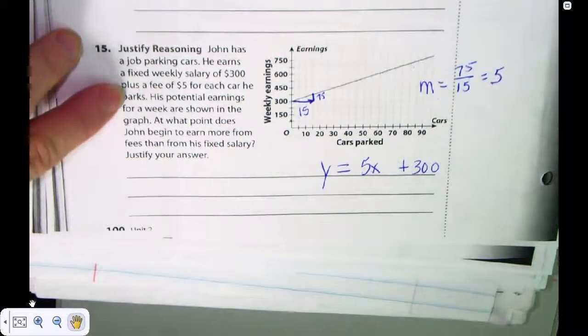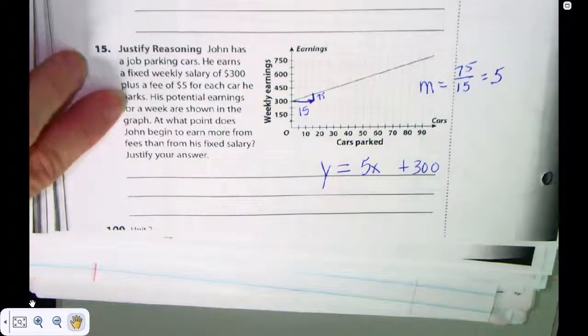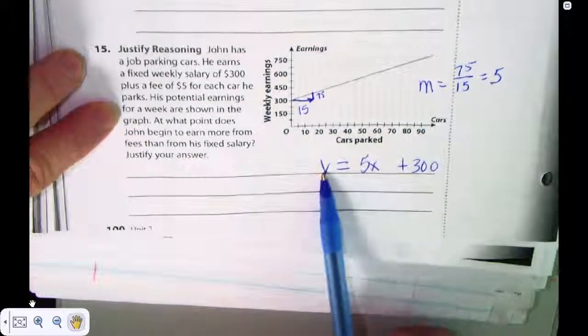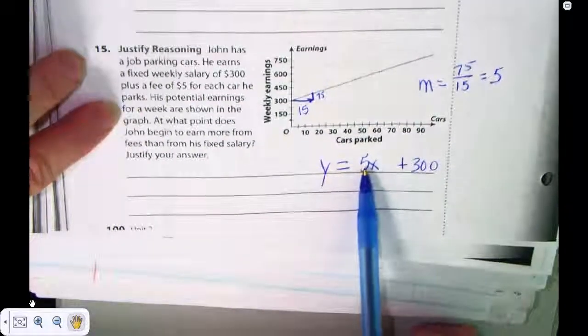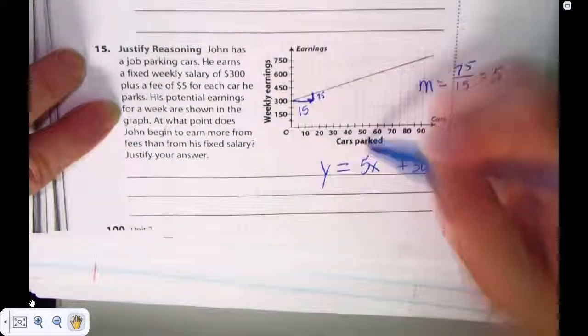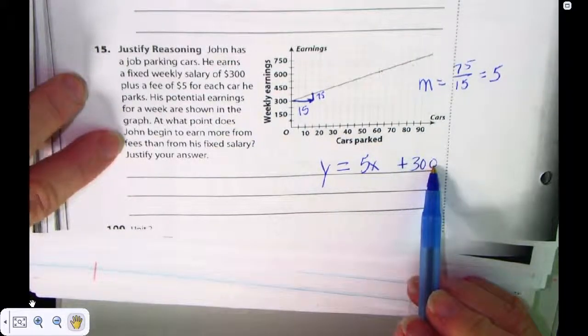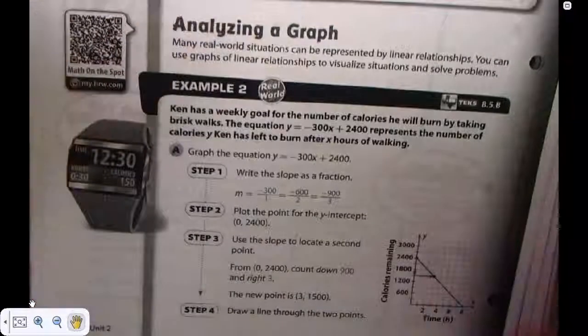Now let's go read our story. He earns $300 plus a $5 fee for each car he parks. So why is his earnings $5 per car plus the $300 that he gets as his salary? Okay, turn the page. Or look at page 102, excuse me.